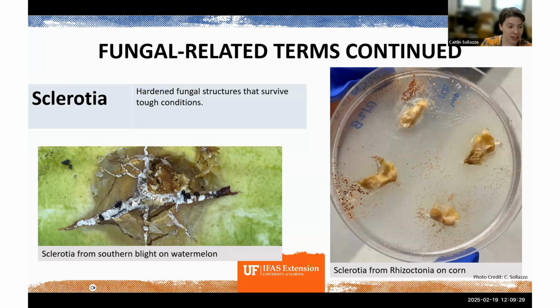They look just like kind of seeds, and they're the sclerotia. And once the watermelon completely dies off and becomes part of the soil, those sclerotia will stay and they will persist. Here's another example on a petri plate.